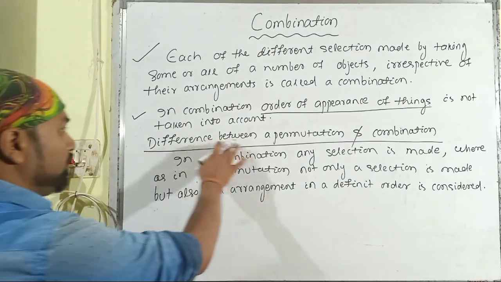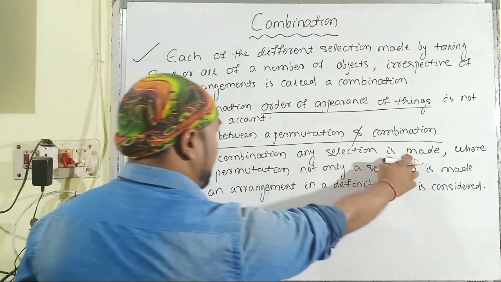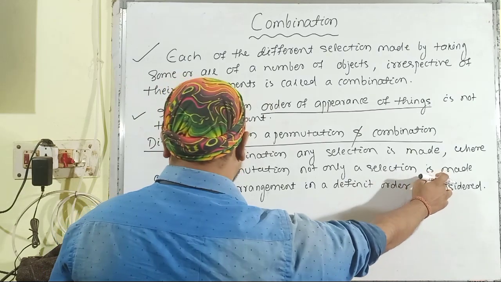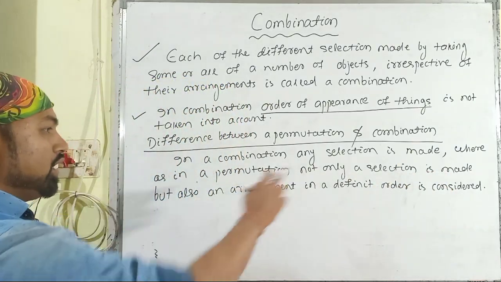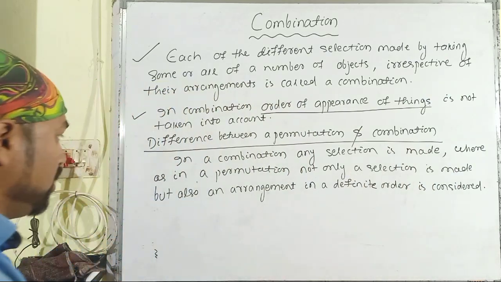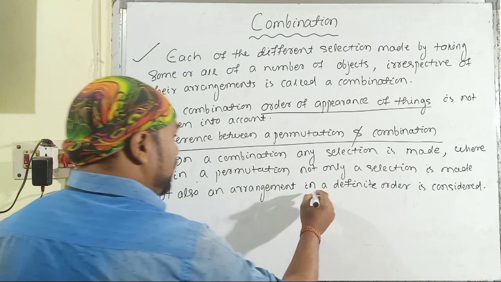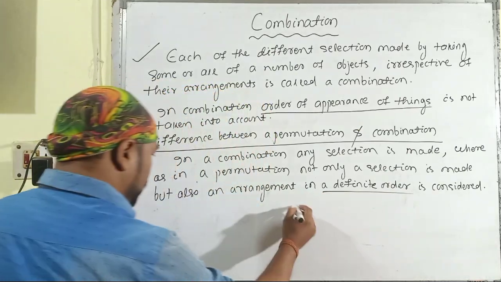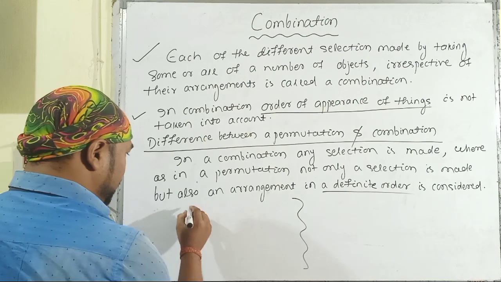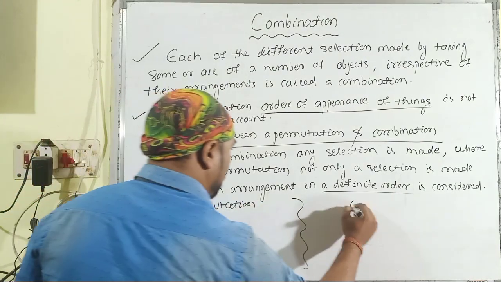So what is the difference between a permutation and combination? In a combination, any selection is made, whereas in permutation, not only is selection made but also an arrangement in definite order is considered. So what is the fundamental behind the definite order? So let us make a brief analysis between permutation and combination.